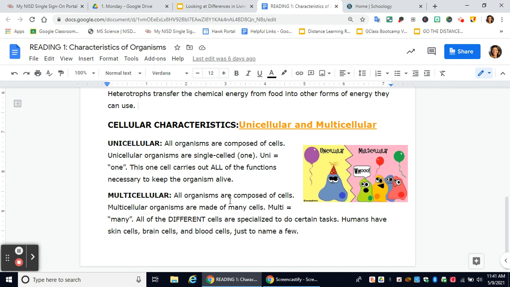Multicellular, all organisms are composed of cells. Multicellular organisms are made up of many cells. Many. All of the different cells are specialized to do certain tasks. Humans have skin cells, brain cells, blood cells, just to name a few.